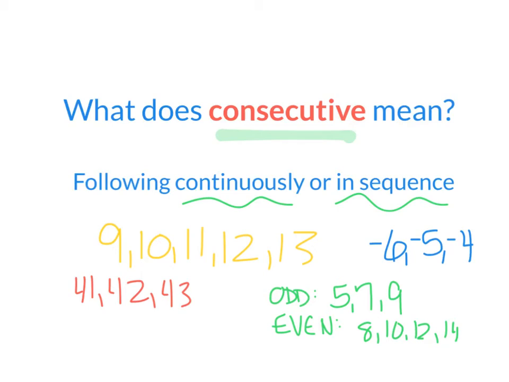They just have to make sure that those numbers are going in order and they're going from smallest to greatest, especially with those negatives, smallest to greatest. I wouldn't say 9, 8, 7 as consecutive numbers. I would say 7, 8, 9.